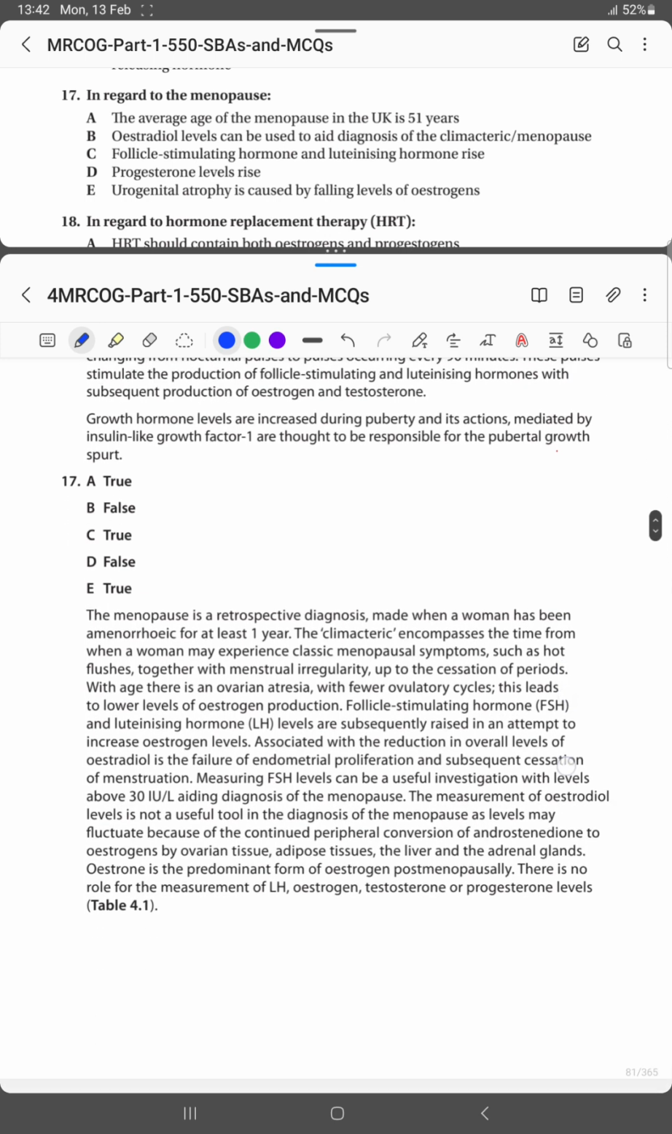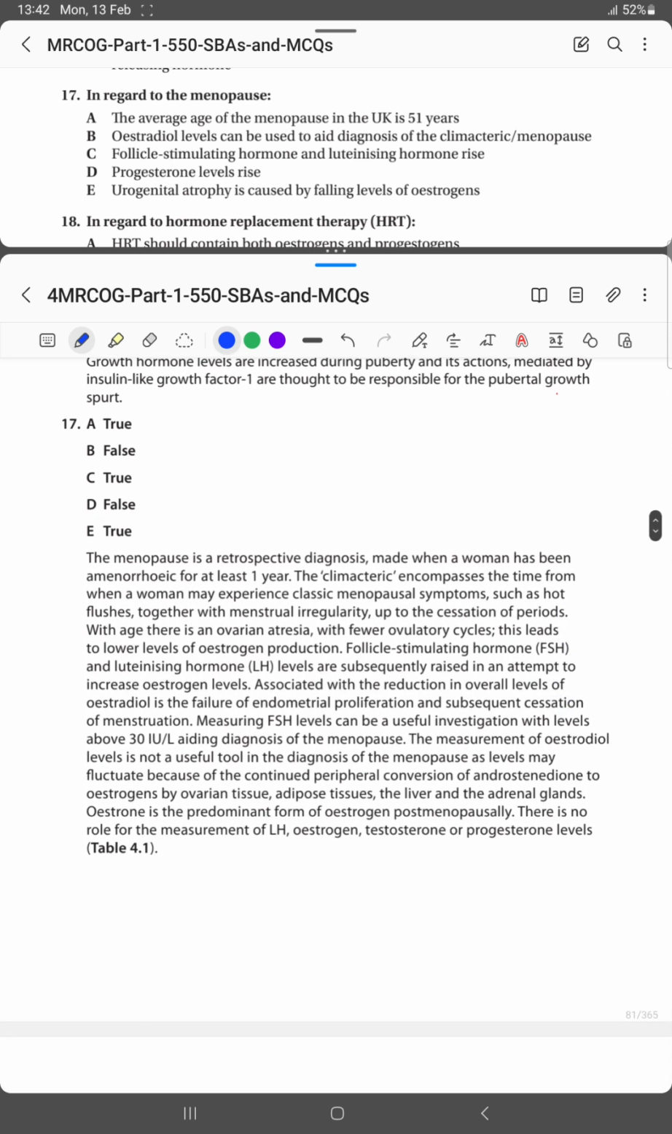Now let's move towards the next question in regard to the menopause. Menopause is very important and a most asked question. You have to take time to understand it. Now the first thing is that the menopause is a retrospective diagnosis.